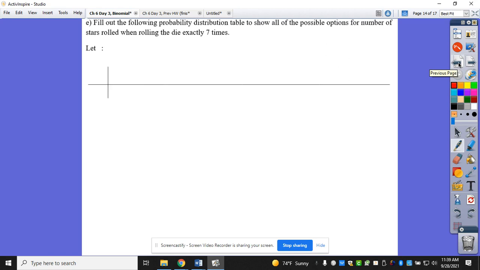So let's say let n be the number of stars. So I can write this into a probability distribution. So based off of what you just told me, what's going to go right here? What number is going to go right there? 0, all the way through 7.